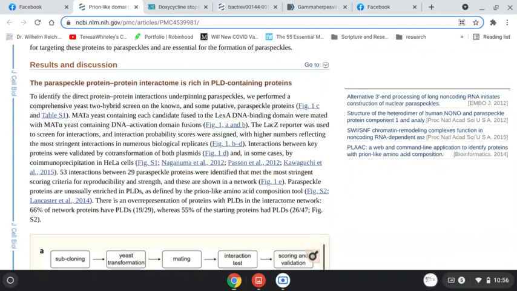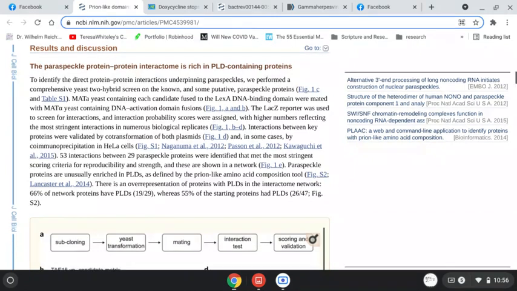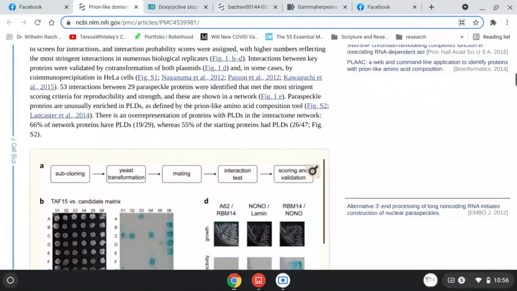Paraspeckle proteins are usually enriched in prion-like domains as defined by the prion-like amino acid composition tool. There's an overrepresentation of proteins with prion-like domains in the interactome network. 66% of network proteins have prion-like domains, 19 out of 29, whereas 55% of the starting proteins had prion-like domains, 26 out of 47.